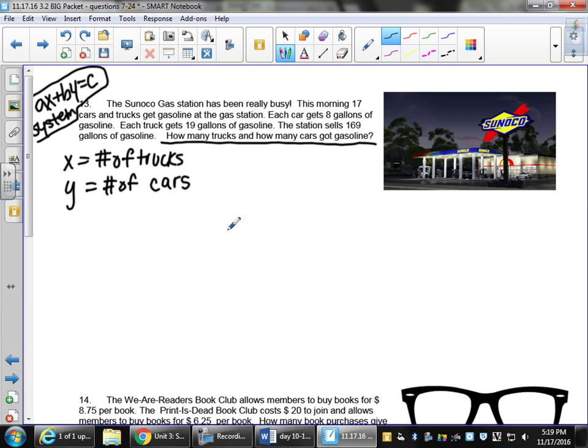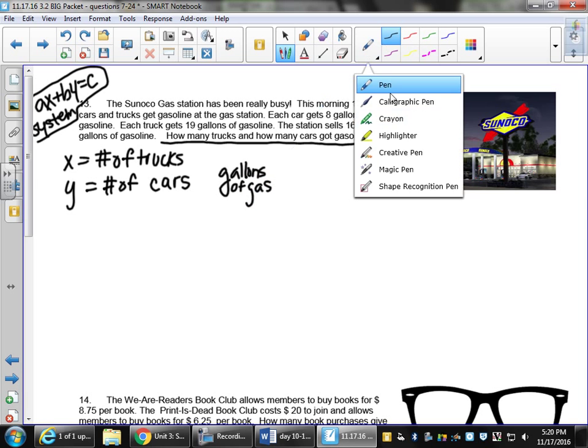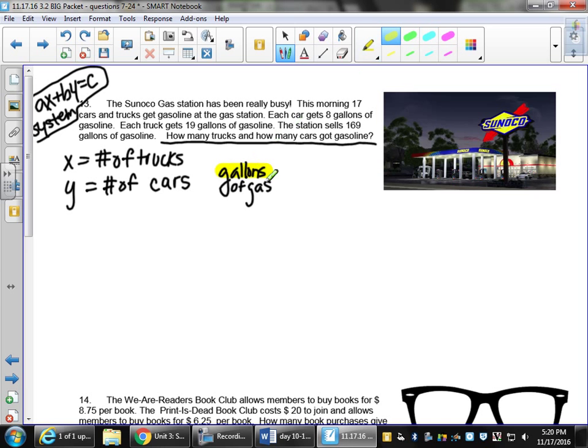Well, I see information about gallons of gas. Cars get 8 gallons, trucks get 19 gallons. So we will have one equation about gallons of gas. I'll make that yellow. Let's go highlight what we know about the gallons of gas. Each car gets 8 gallons of gas. Each truck gets 19 gallons of gas. So we have gallons plus gallons. We need total gallons. Sells 169 gallons of gas total.